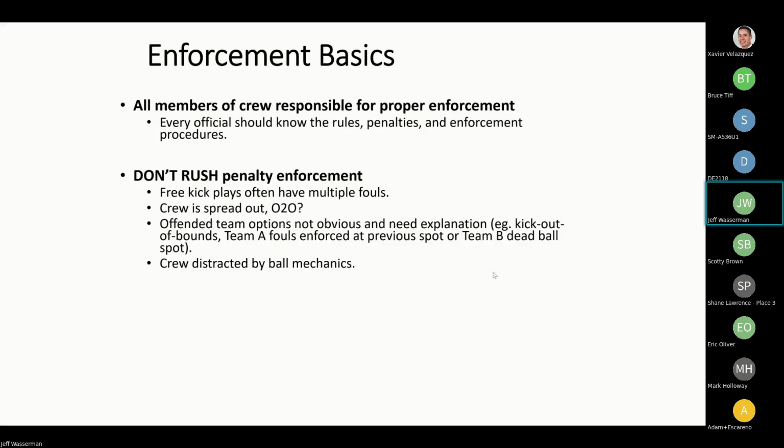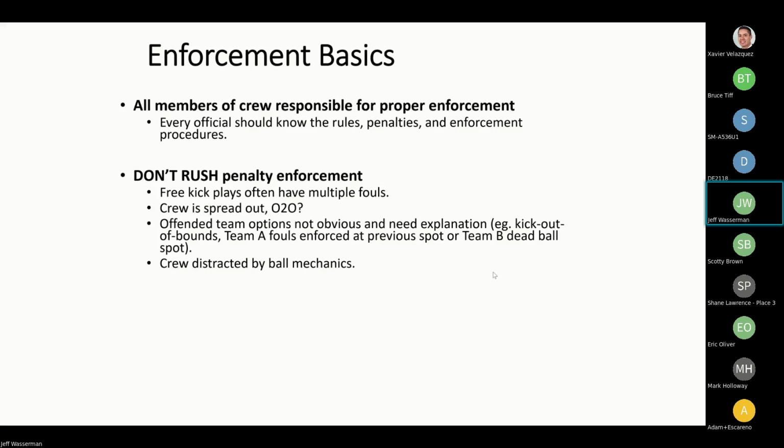You don't want to rush penalty enforcement, especially on free kicks. You often have multiple fouls during free kicks. One may be during the kick, one may be during the return. The crew is spread out. Your O2O devices may not work as well because of the distance between the officials. The offended team options are not going to be pretty obvious. For example, if there's a kick out of bounds, someone's got to get to the coach and let them know the options.